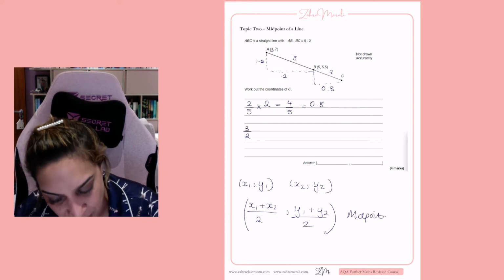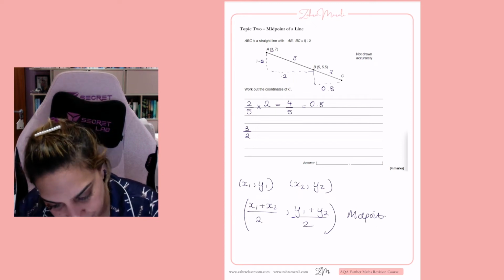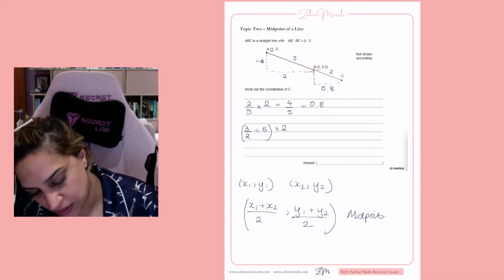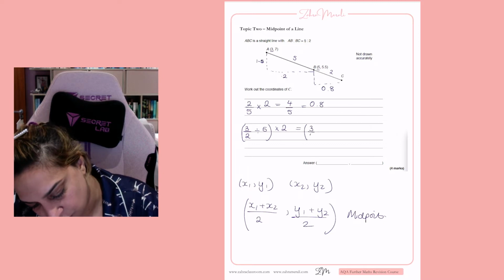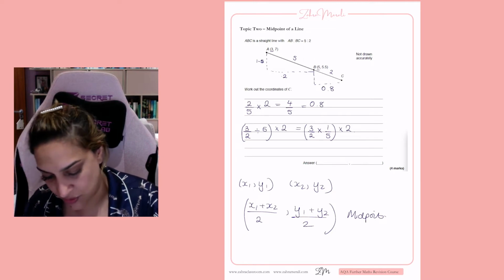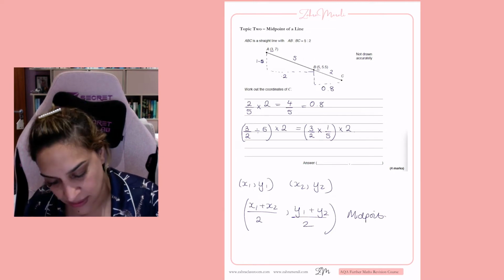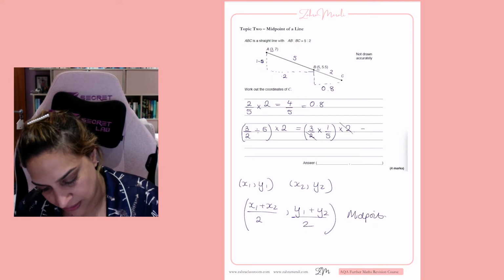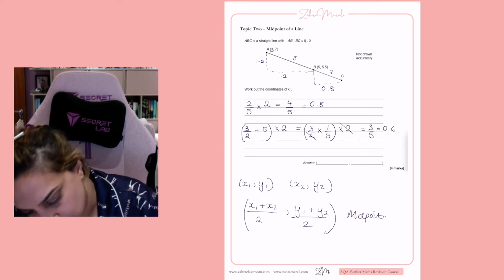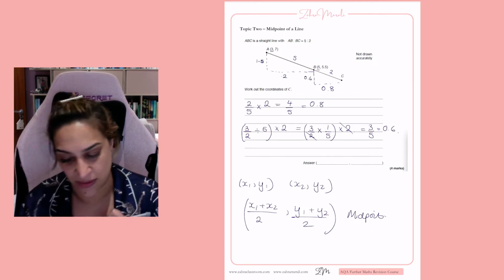So I want to divide by 5, and I want to times by 2. So that's going to give me 3 over 2 times by 1 over 5 times 2. And when I do that, well, that cancels, and I end up with 3/5, so 0.6. So I know this bit is going to be changed by 0.6.